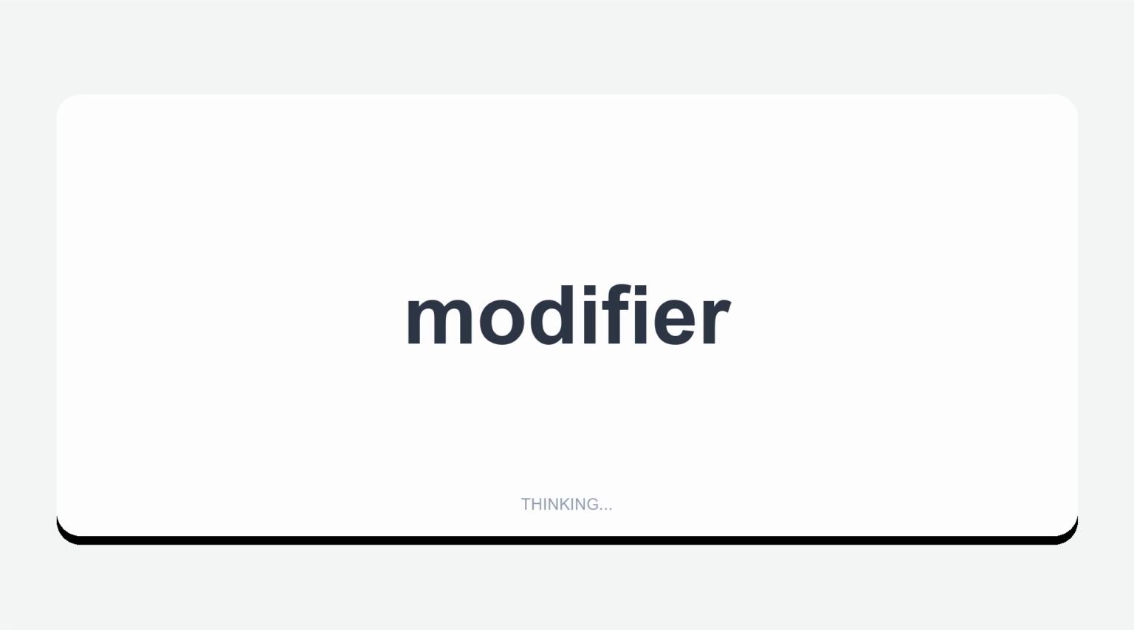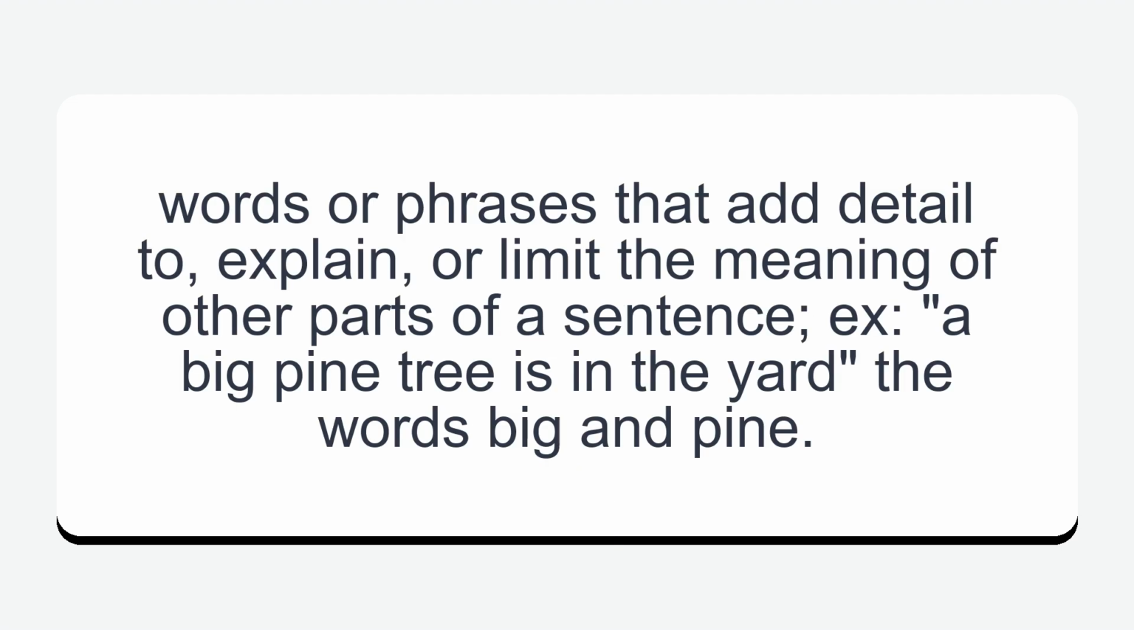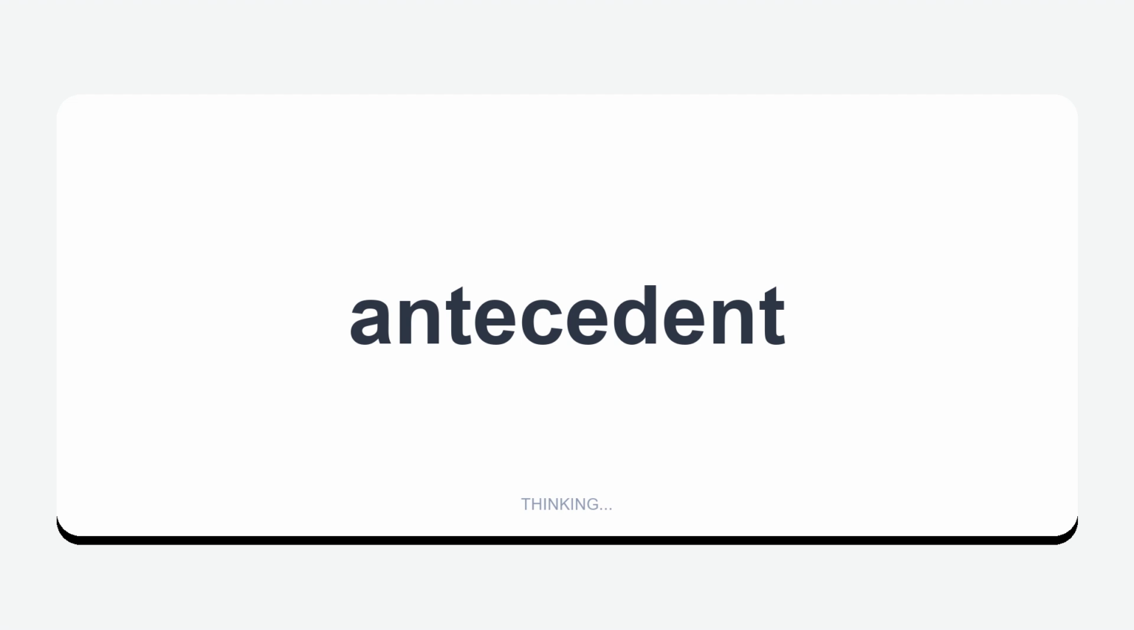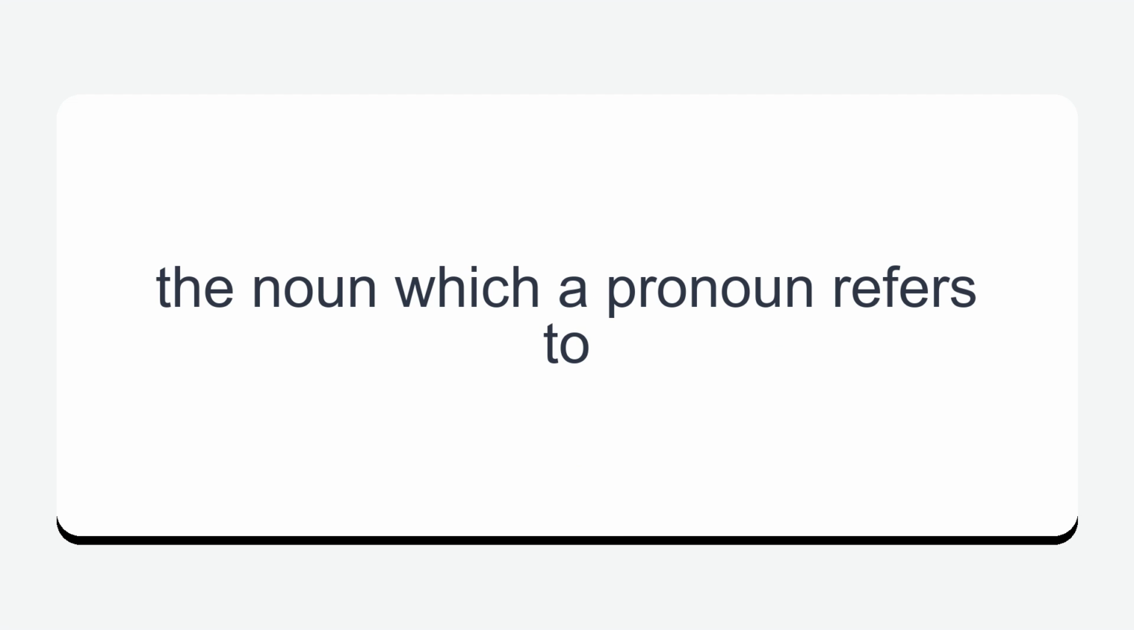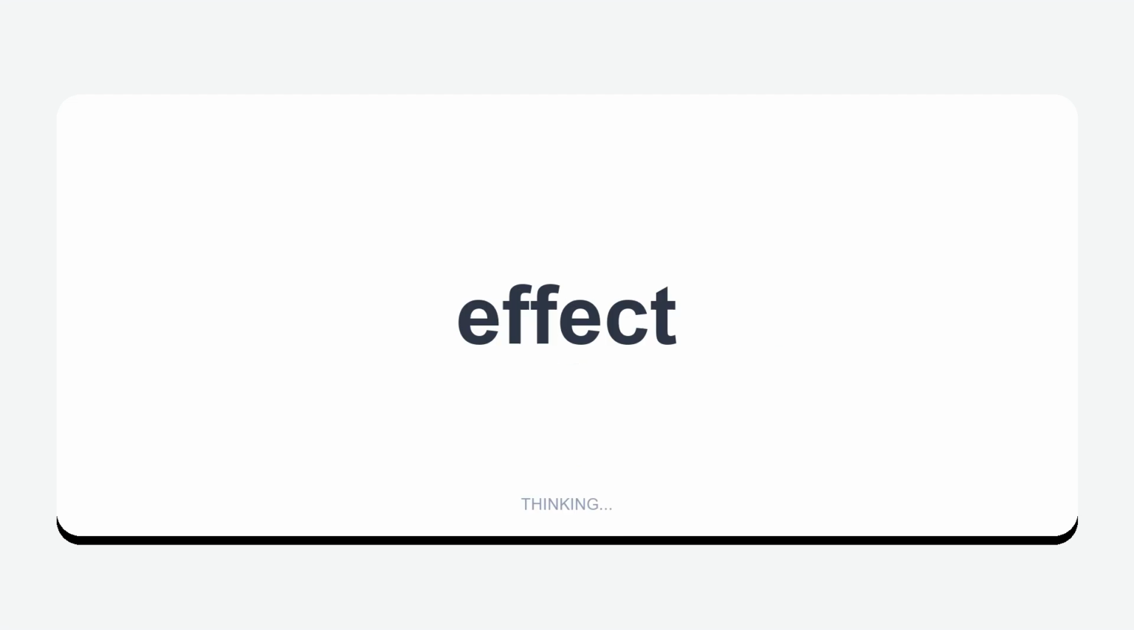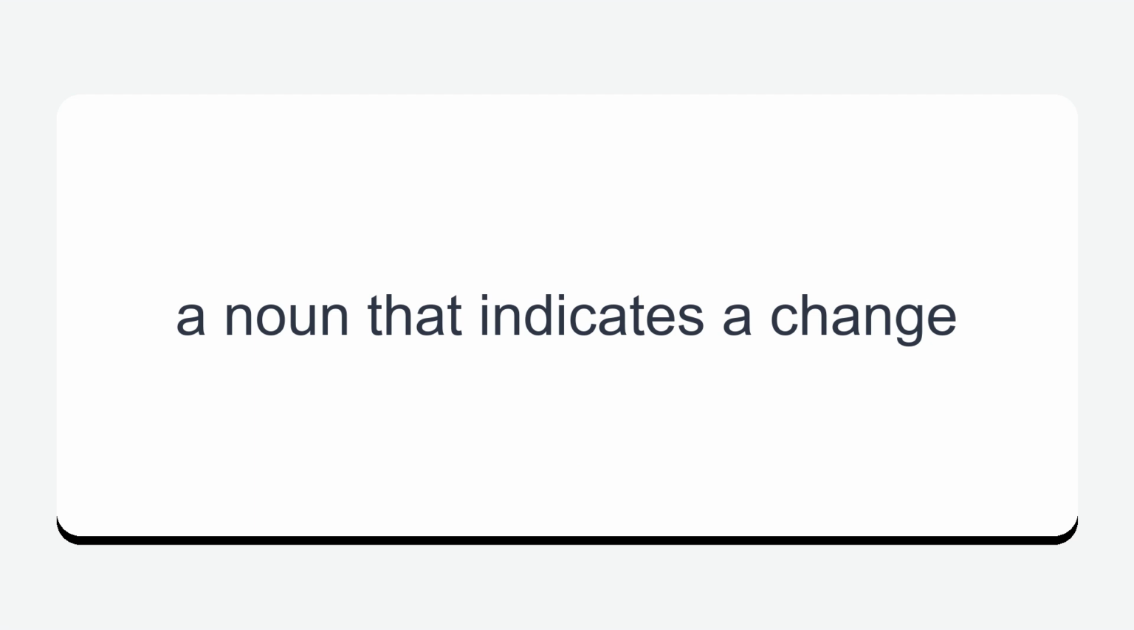Modifier: words or phrases that add detail to, explain, or limit the meaning of other parts of a sentence. X. A big pine tree is in the yard. The words big and pine. Antecedent: the noun which a pronoun refers to. Effect: a noun that indicates a change.